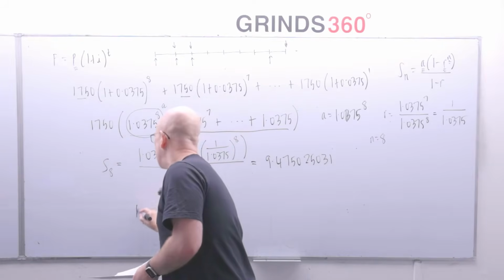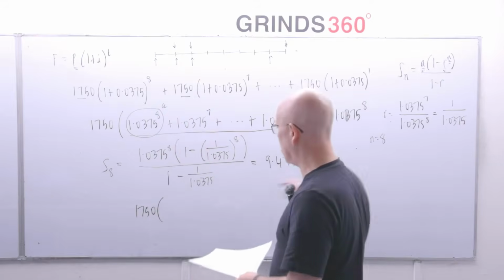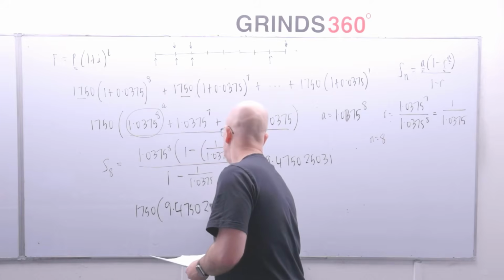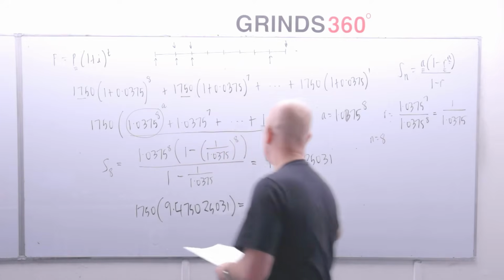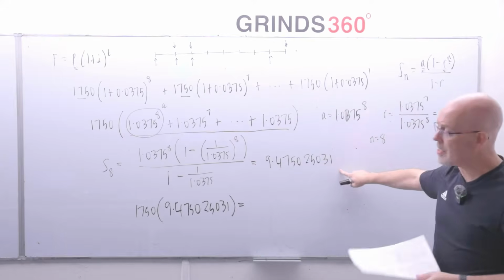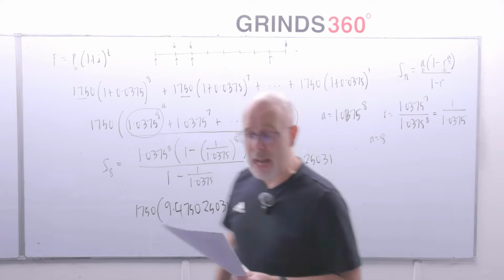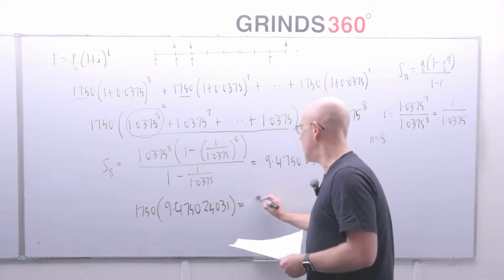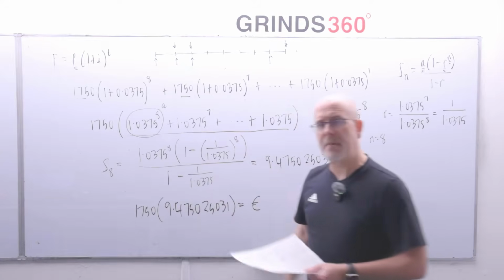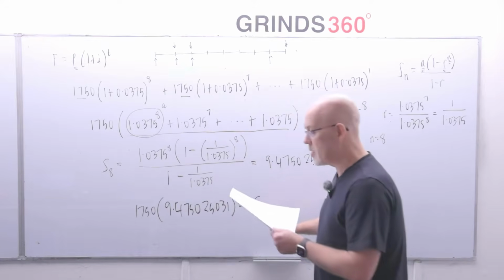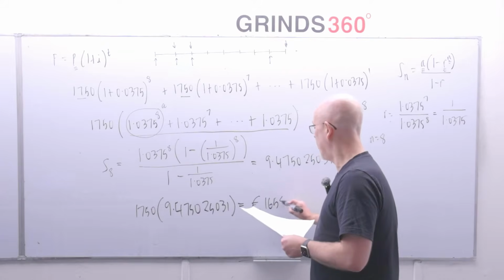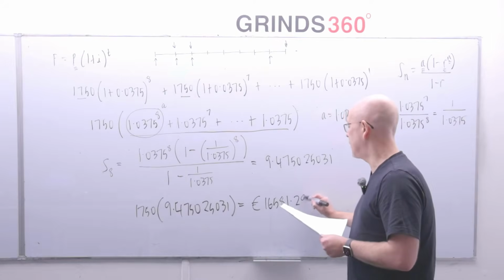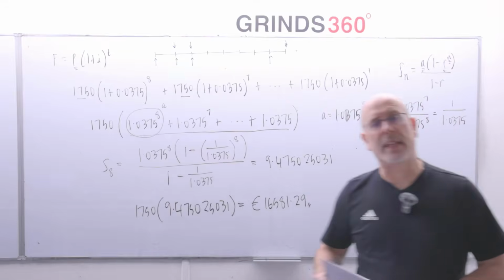So it's now 1750 multiplied by that number, 9.4750. Use the answer button in your calculator, answer, multiply by 1750, and now round this to 2 decimal places. Remember, euro and cent, unless he tells you otherwise. Okay, that's why I wasn't sure how many of those decimal places I would need here. So it's 16,581 euro and 29 cents. That's how much Annika will end up with at the end of this savings process.